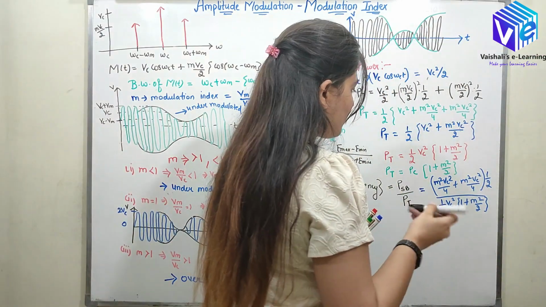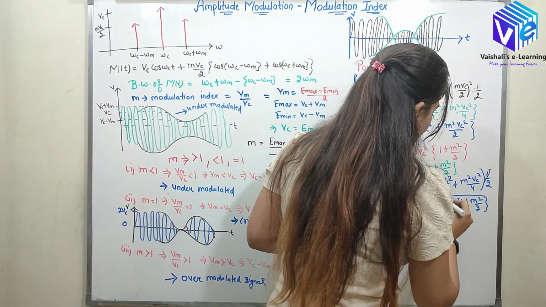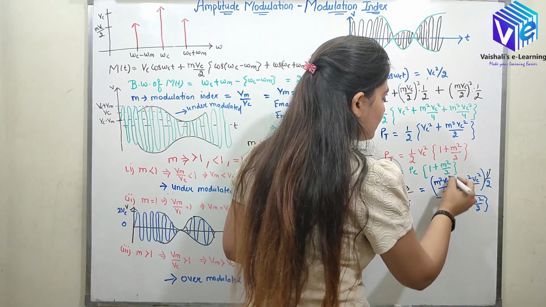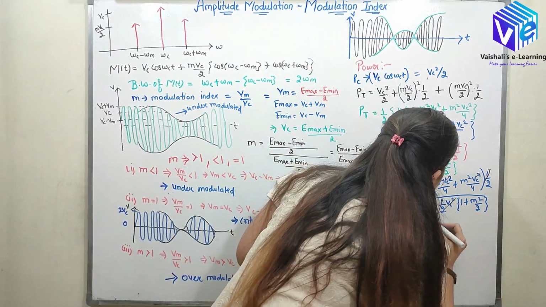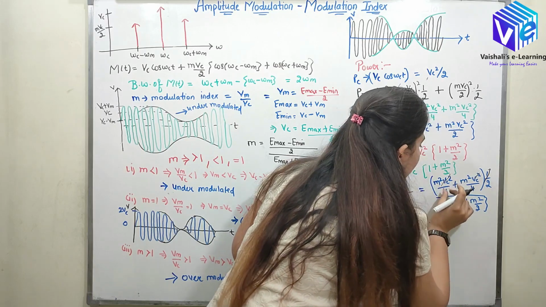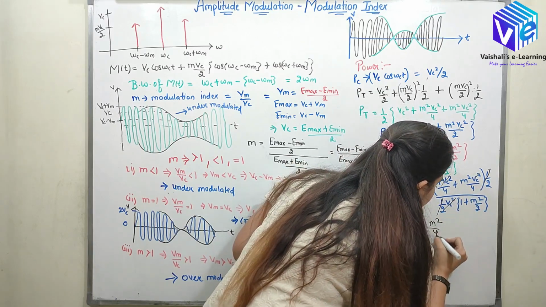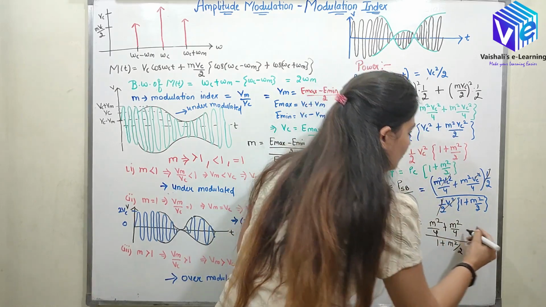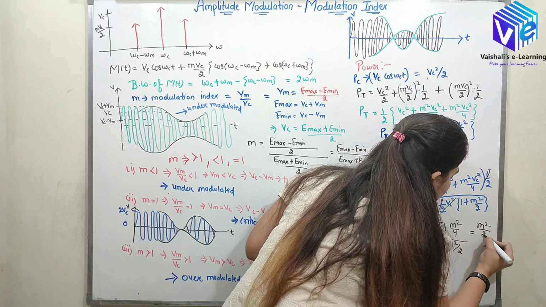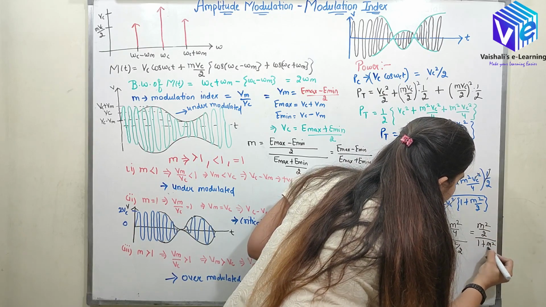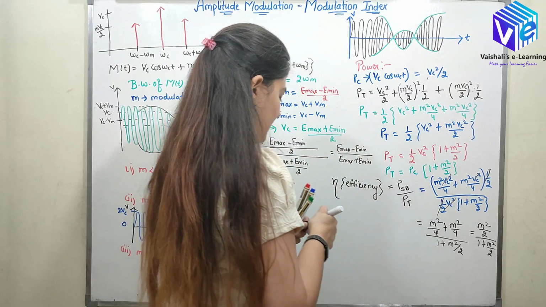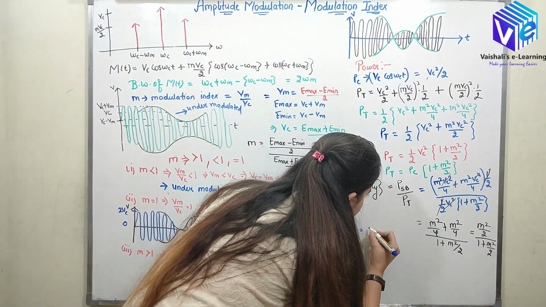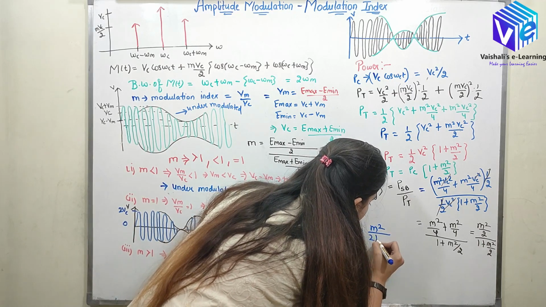So now simplifying it, this half and this half would get cancelled out. Similarly, I can take Vc common and cancel out the Vc. So I am left with m square by 4 plus m square by 4. So this is equal to m square upon 2 upon 1 plus m square upon 2. So now I can represent the efficiency as, efficiency is equal to m square upon 2 plus m square.